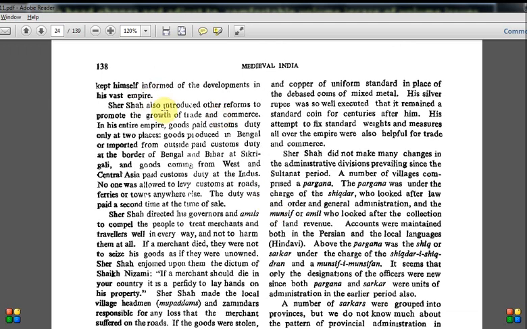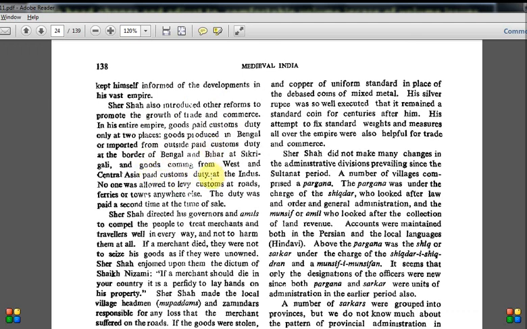Sher Shah also introduced other reforms to promote the growth of trade and commerce. In his entire empire, customs duty was paid only at two places. Goods produced in Bengal or imported from outside paid customs duty at the border of Bengal and Bihar. So we don't have to go into depth, but this customs duty was there in the regions of Bengal and Bihar. And goods coming from West and Central Asia paid customs duty at the Indus.